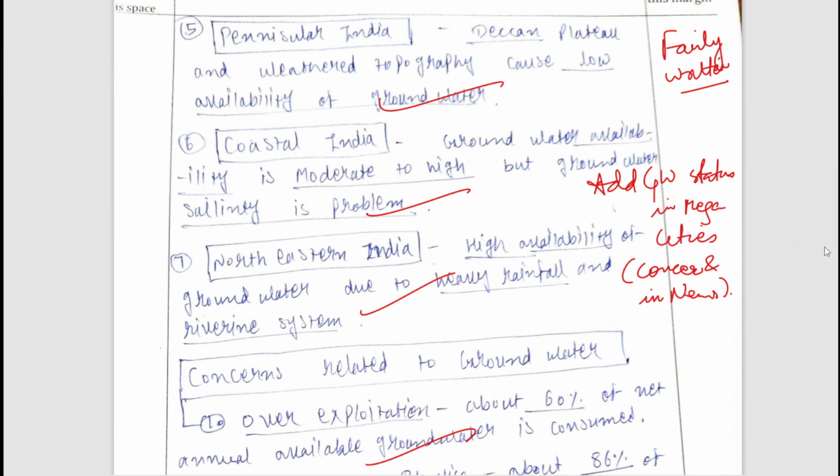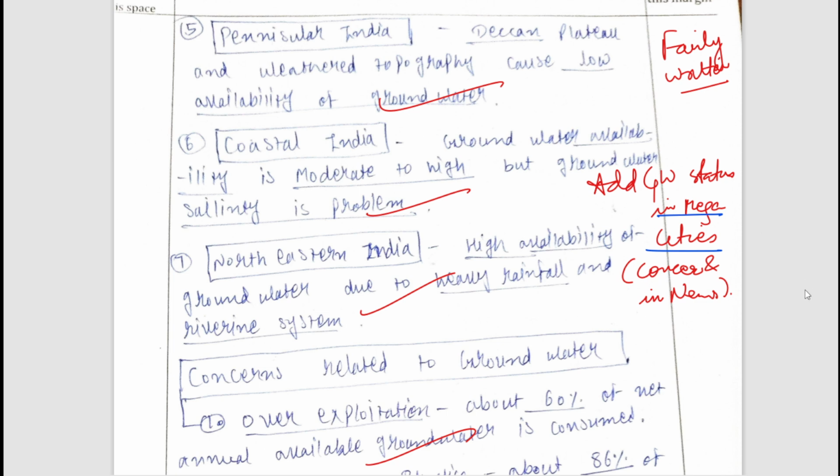So well written. And as I mentioned here, the student could have added the groundwater status in mega cities, because it is recently in the news. Most of the mega cities such as Delhi, Bangalore, Mumbai are facing problems of groundwater availability. So that could be added in the answer.